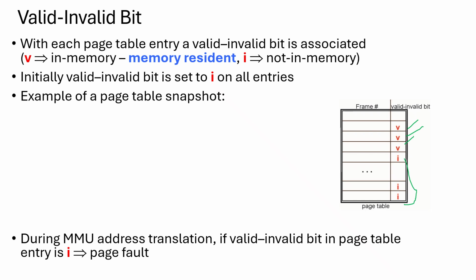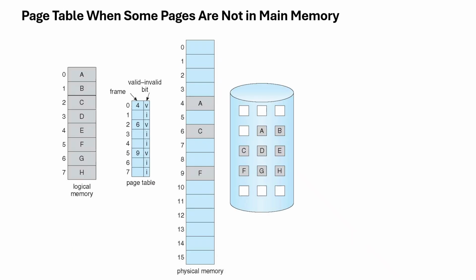So during MMU address translation, the valid or invalid bit in the page table entry is checked. Here the page table is for logical memory. Assume a program with pages A, B, C, D, E, F, G, H in logical memory. All these pages are available in the secondary storage. Now the OS is going to load only the required portion at a time. A, C and F, only these three are required for execution. Only those will be loaded into memory for better memory utilization.